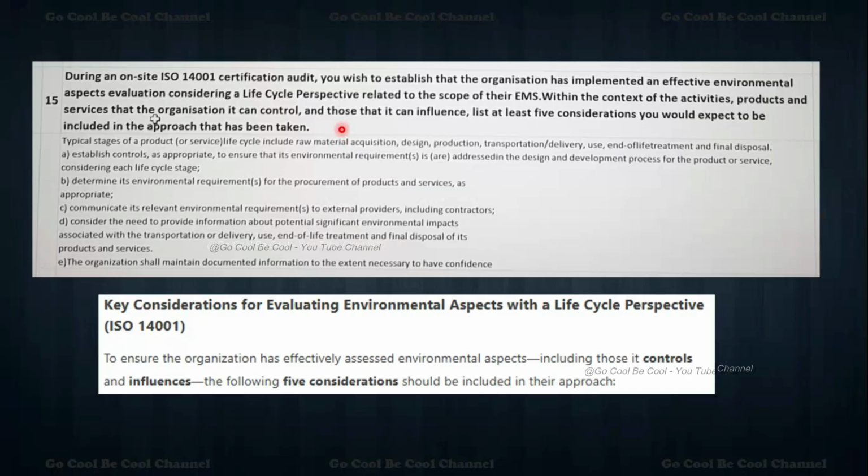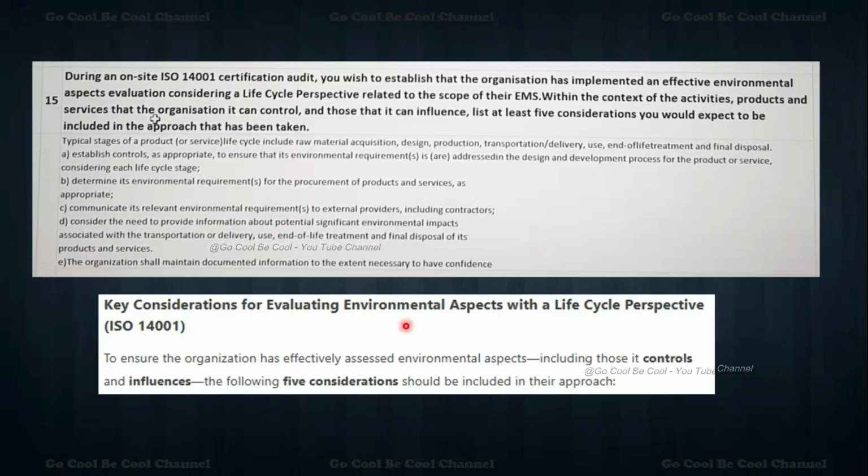Typical stages of the product or service life cycle include raw material acquisition, design, production, transportation, delivery, use, then end of life treatment and final disposal. Establish controls as appropriate to ensure environmental requirements are addressed, determine its environmental requirements for the procurement, communicate its relevant environmental requirements, and consider the need to provide information about potential impacts. The organization shall maintain documented information to the extent necessary to have confidence.